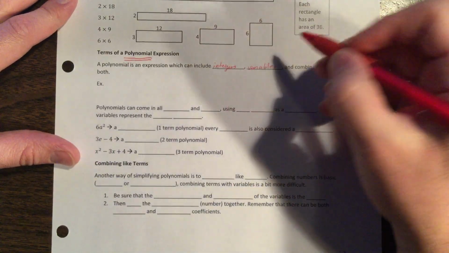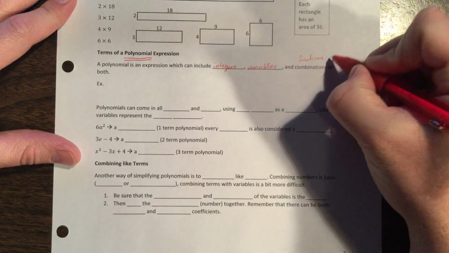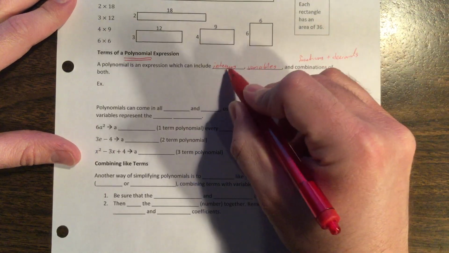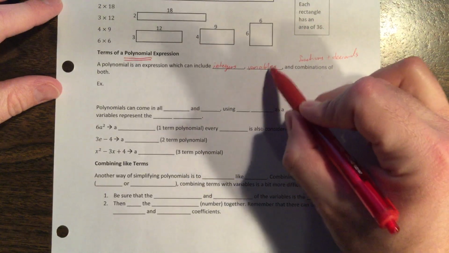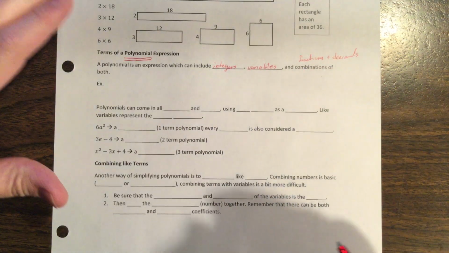The ones we're going to use in this unit are going to be integers and variables. We could technically have fractions and decimals as well. So we have integers, or numbers in general, variables, and then fractions and decimals could be in there as well, and some sort of combination of both.